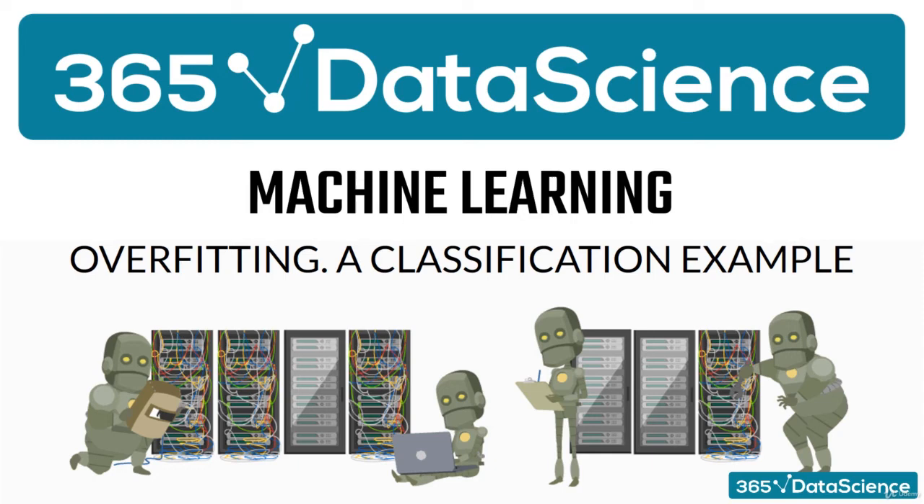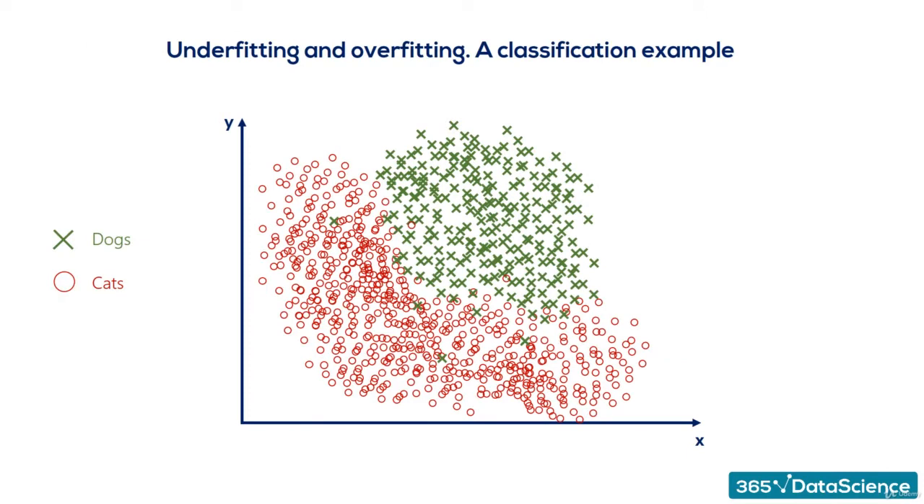Time for our classification example. The two main types of supervised learning are regression and classification, and we are trying to show you the most important concepts in terms of both regression and classification. We'll do the same here. Here's our example. There are two categories. One of them is cats and the other one is dogs.